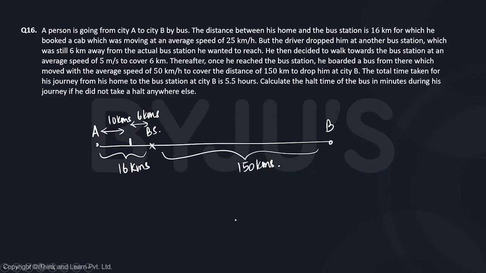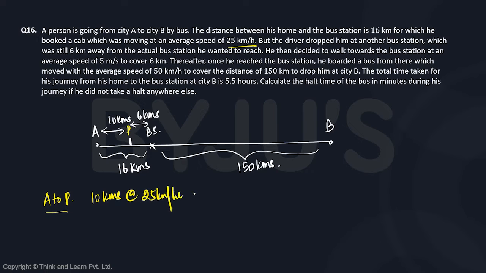So calculate the halt time of the bus in minutes during his journey, if he did not take a halt anywhere else. So this is 3 parts. First is from A to the point, let's call this point P, where the cab dropped him. He traveled 10 kilometers and the cab was moving at the speed of 25 kilometers per hour.